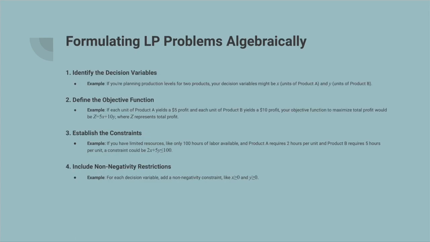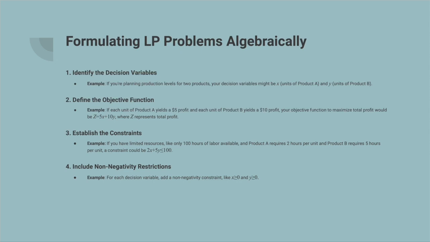Formulating linear programming problems algebraically involves translating real-world scenarios into a mathematical model composed of an objective function and a set of constraints, all expressed in terms of linear equations or inequalities. So the first step would be to identify the decision variables. Decision variables represent the choices you can control or decide upon in the problem. For example, if you're planning your production levels for two products, your decision variables might be x units of product A and y units of product B.